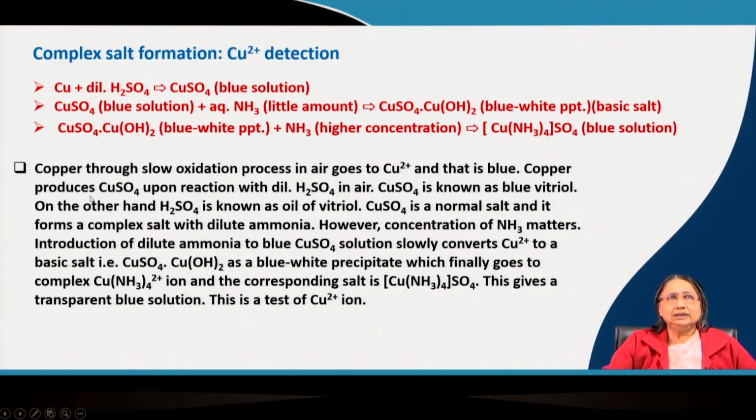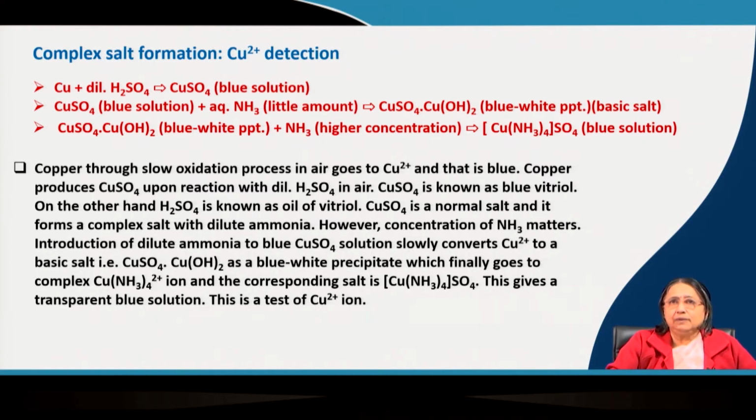Now, copper produces copper sulphate upon reaction with dilute H2SO4 in air. This is a slow conversion. So, if you put copper in dilute H2SO4, under air, it will slowly produce the copper sulphate solution, which is blue in color and which is known as blue vitriol. On the other hand, sulphuric acid is the oil of vitriol.